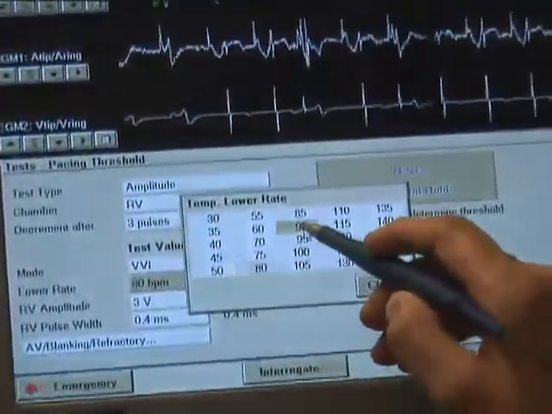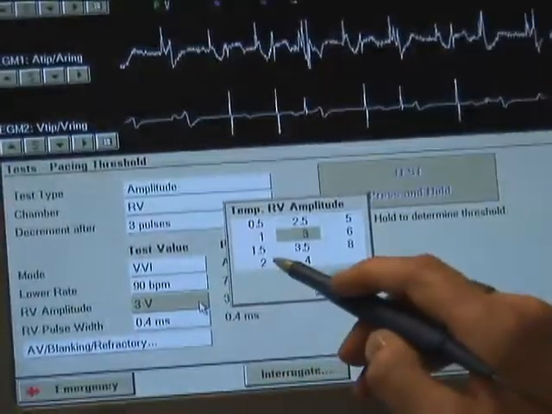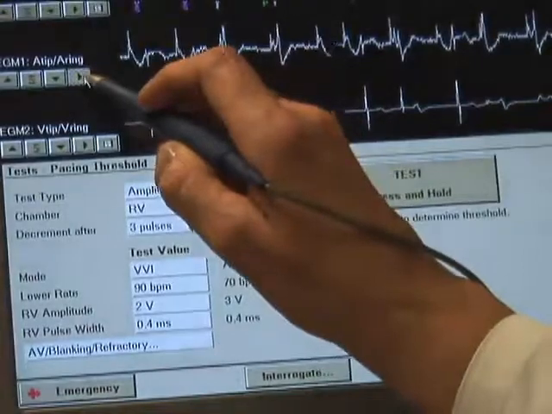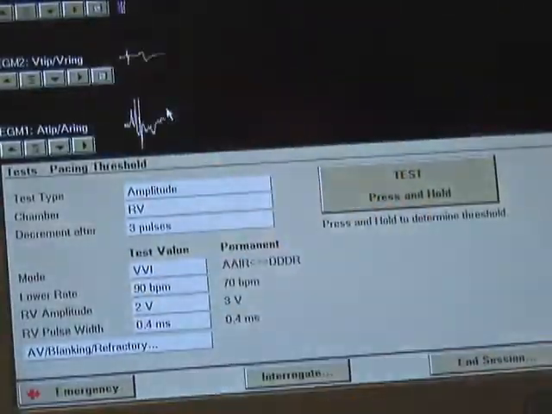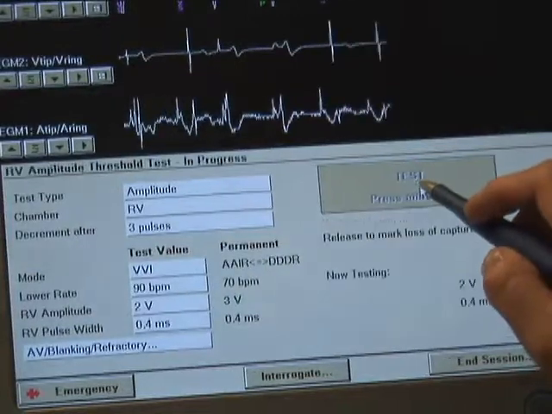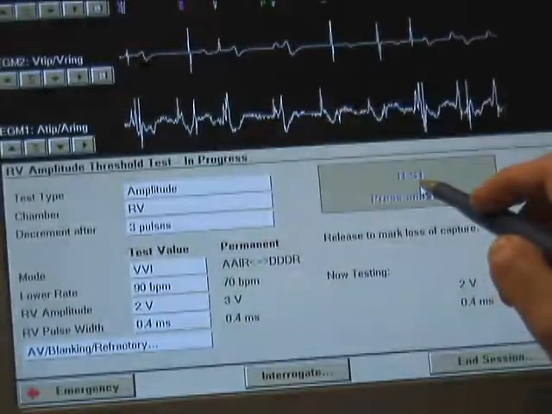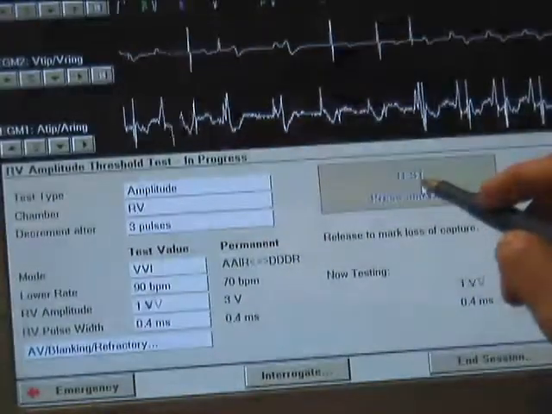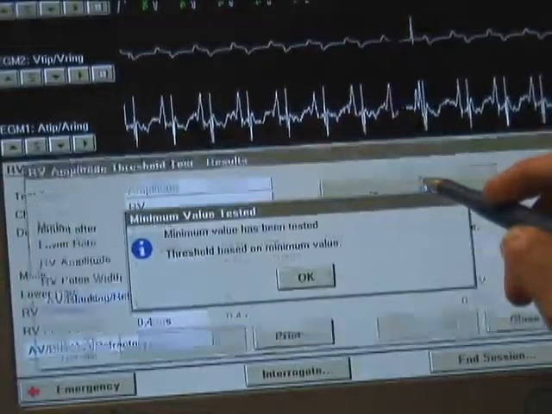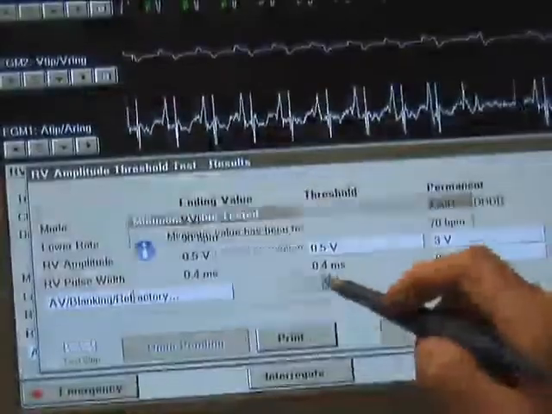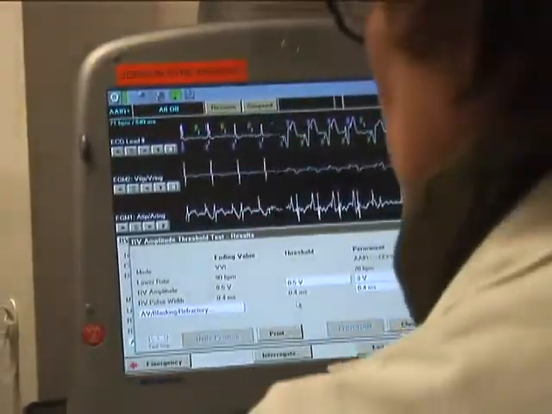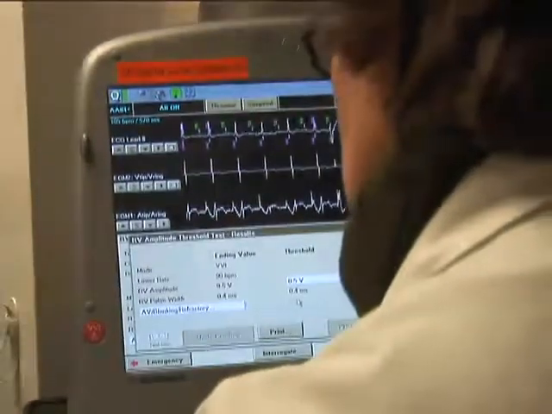VVI mode is used at a rate about 20 beats faster than the patient's intrinsic heart rate, or 90 beats per minute here. DDD with a short AV delay may also be used. The ventricular electrogram should be visible on the screen to easily see loss of capture. Similar to the atrial lead, the output is automatically decremented starting at 2 volts. The test button is held for the duration of the test or until capture is lost.